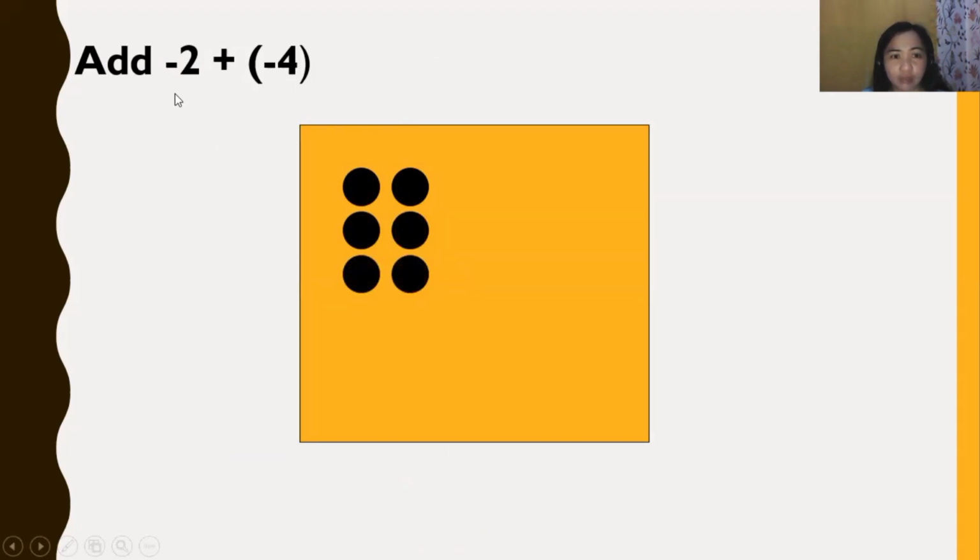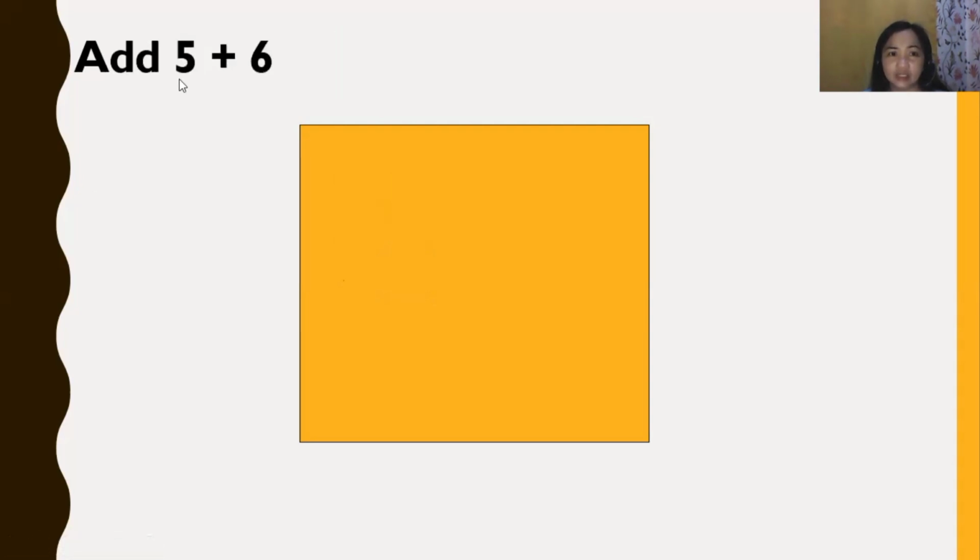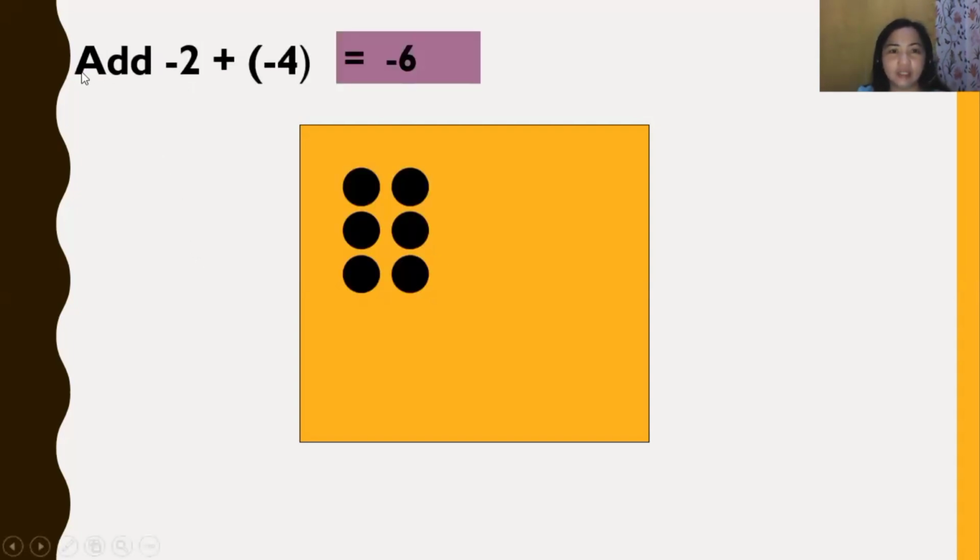So, we have negative 2 plus negative 4. Bilangin natin kung ilang black lahat ito. 1, 2, 3, 4, 5, 6. Dahil it is 6 blocks, circles, black represent negative. Therefore, the answer is negative 6. Balik natin. That means negative 6, dahil puro black yung lumabas.